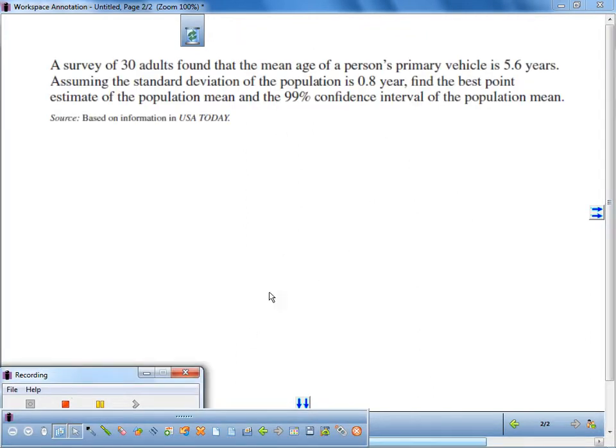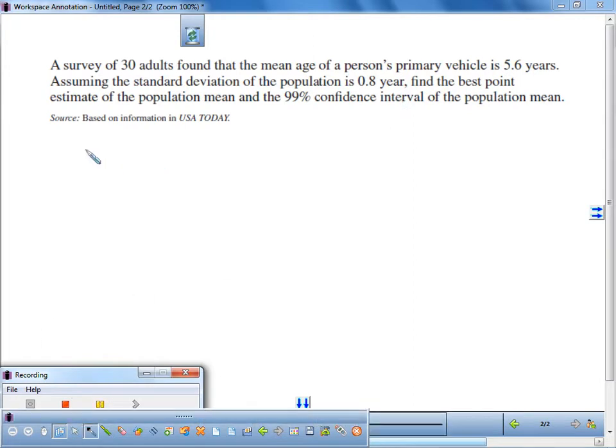We're looking at another example. Here we surveyed 30 adults and found that the mean average age of a person's primary vehicle is 5.6 years, which if you did it today, it's probably a little bit more. But anyway, this is based off some numbers from USA Today. Assuming the standard deviation of the population is 0.8, find the best point estimate of the population mean and the 99% confidence interval of the population.